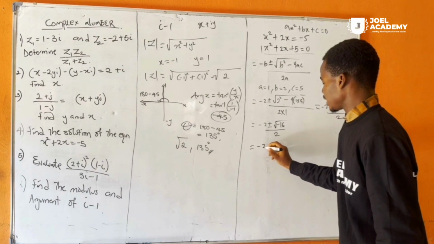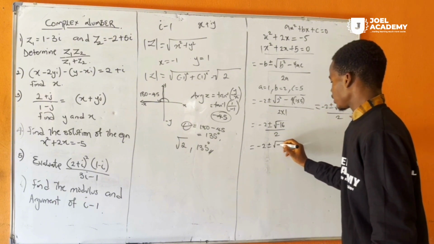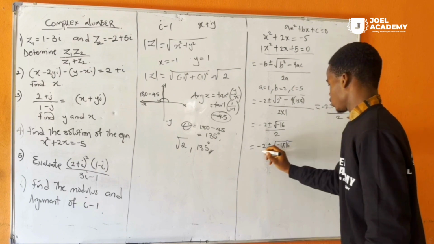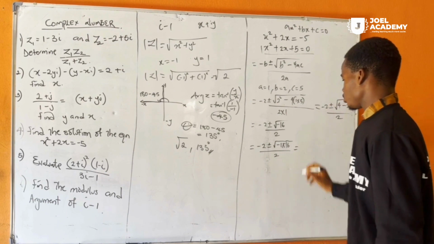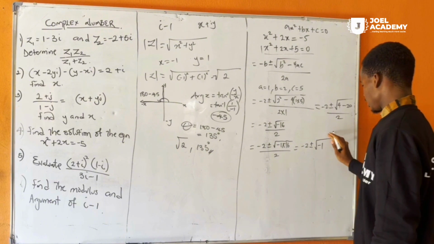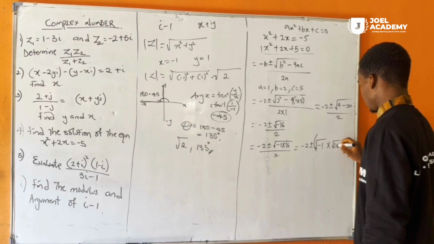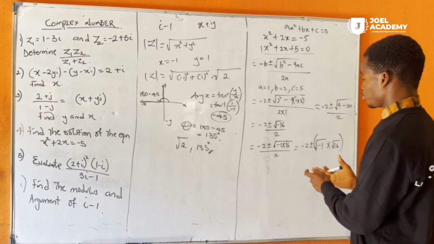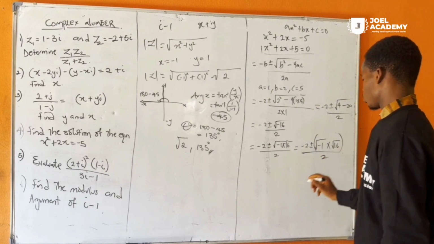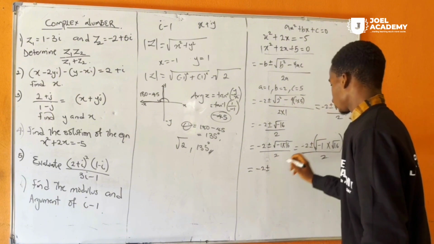So now, in order for us to solve this appropriately, we can simplify this as minus 2 plus or minus square root of minus 1 times 16, over 2, which can be written as minus 2 plus or minus square root of minus 1 times square root of 16. By the rules of surds, we can break it down, the minus 1 and then the 16, over 2.